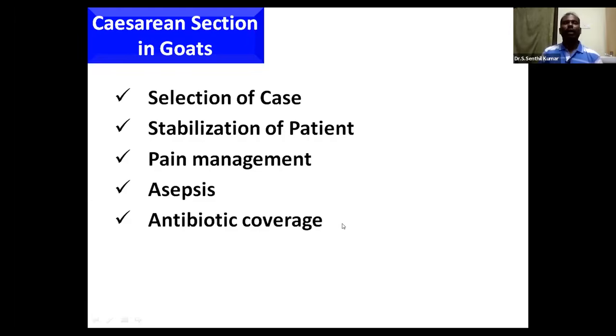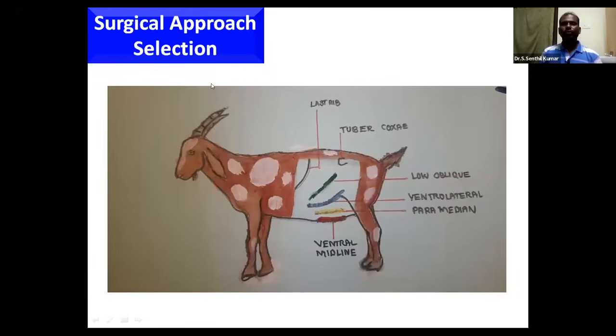sepsis formation leading to peritonitis or other complications. So, surgical approach selection: it can be either on the left side or right side, depending on the surgeon's preference. It can be a low oblique, ventrolateral, paramedian, or ventral midline. So the approach varies from surgeon to surgeon.